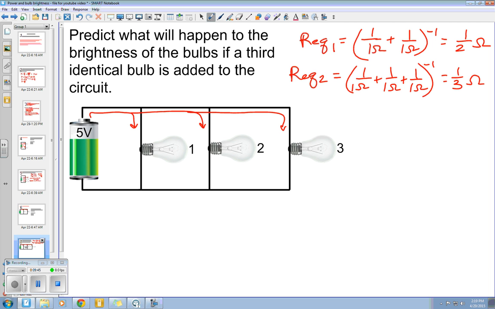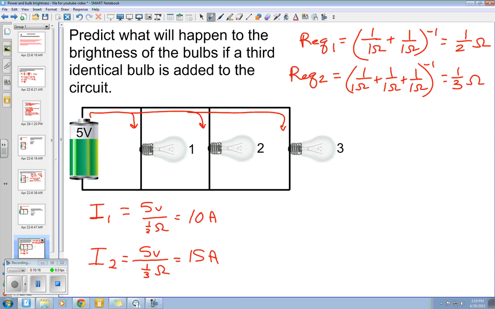And so now we have to figure out how much current there is going through each bulb. So we have a battery that is 5 volts. Let's figure out what our total current is. I of the first circuit is going to be equal to 5 volts divided by 1/2 ohms. So that gives us 10 amps. And then the current in the second circuit is going to be 5 volts over 1/3 ohms, which gives us 15 amps. Now, this current in the first one splits two ways because there are two resistors. So each bulb gets 5 amps of current.